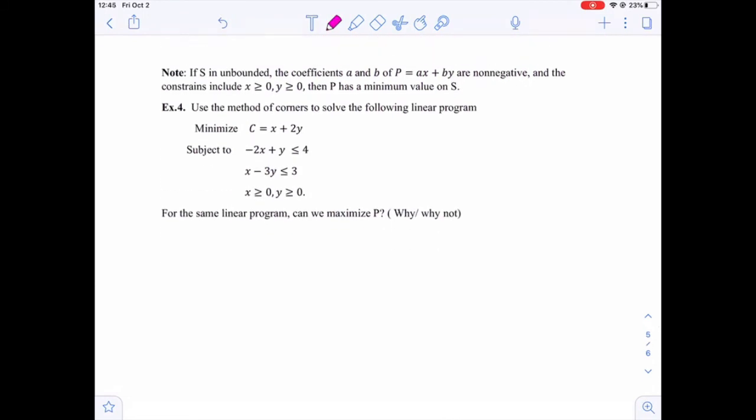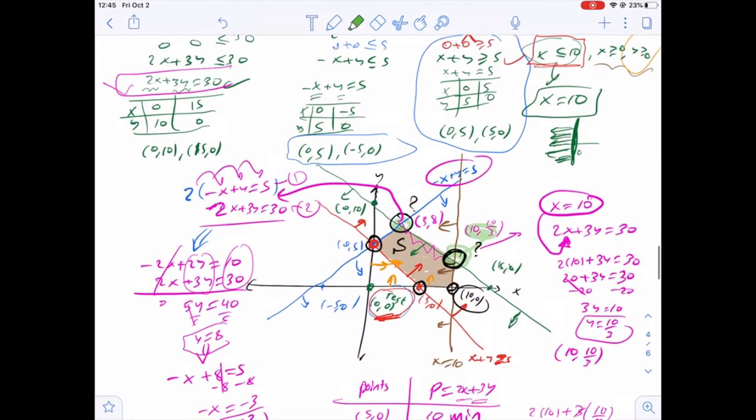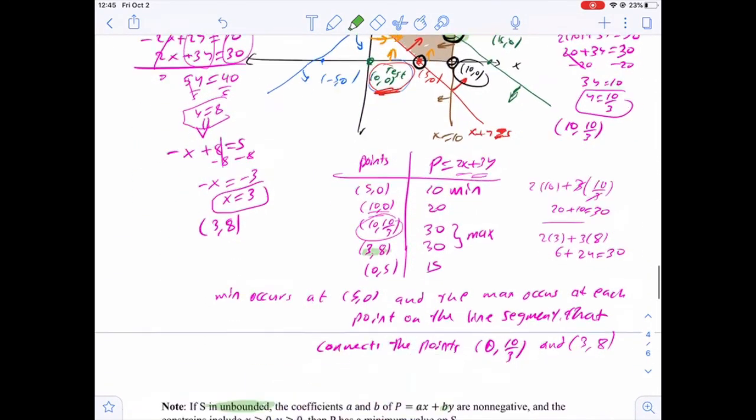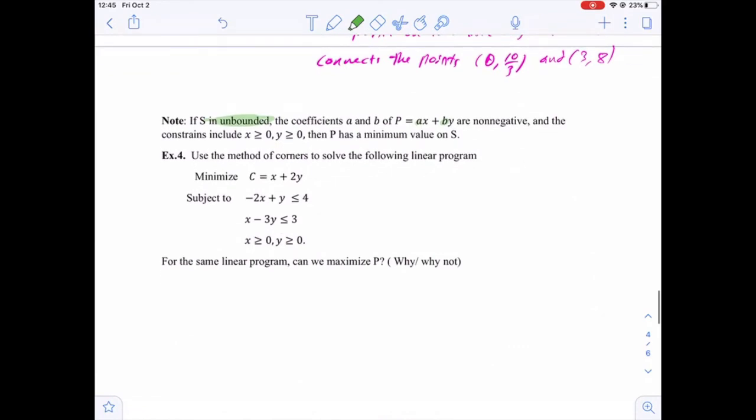Now the last question. If S, let's start with a note. If S is unbounded, it might be unbounded from above or from below, or from the right or from the left. Now the coefficients A and B, in the previous example, for example, are 2 and 3.